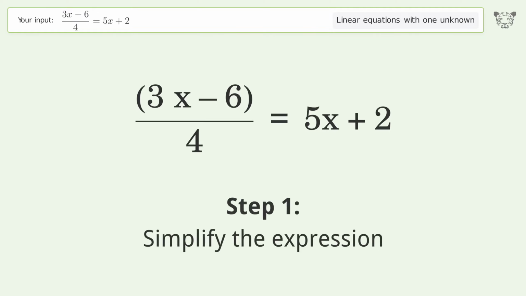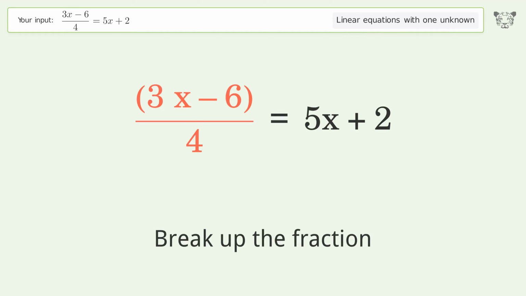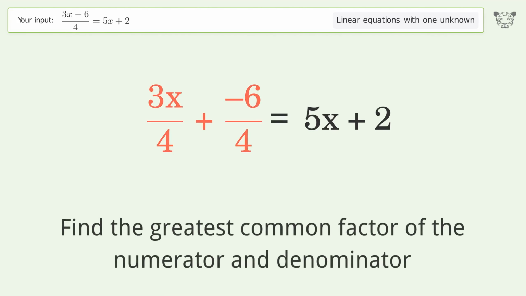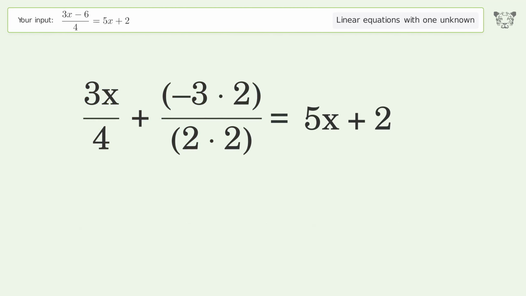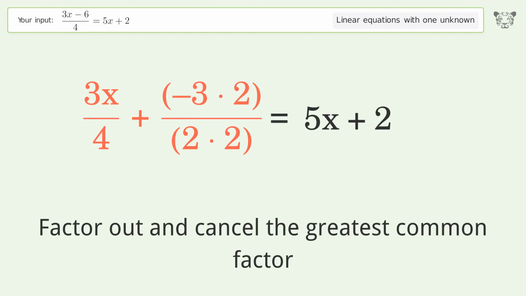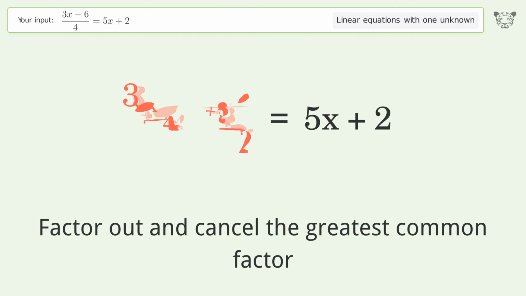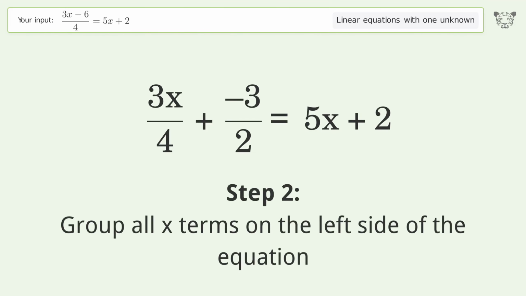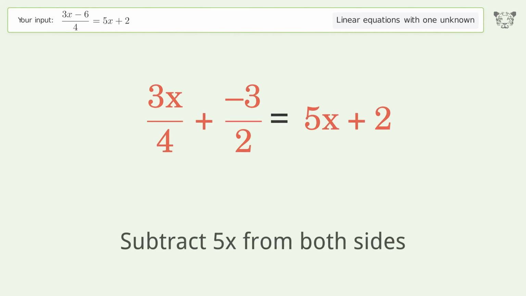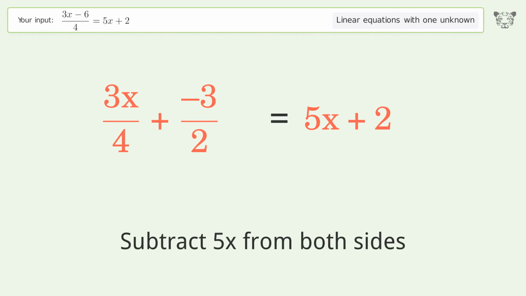Simplify the expression. Break up the fraction. Find the greatest common factor of the numerator and denominator. Factor out and cancel the greatest common factor. Group all x terms on the left side of the equation. Subtract 5x from both sides.